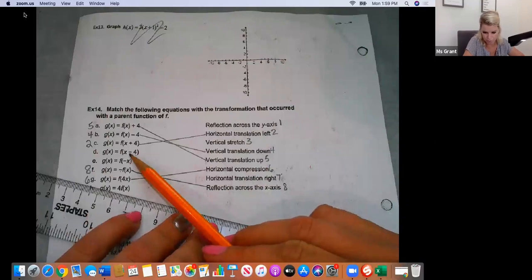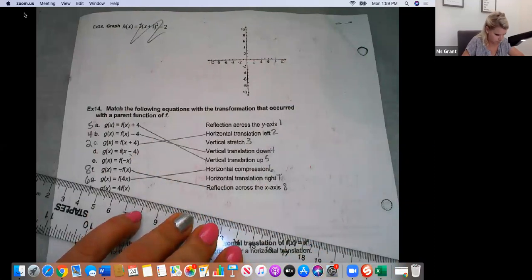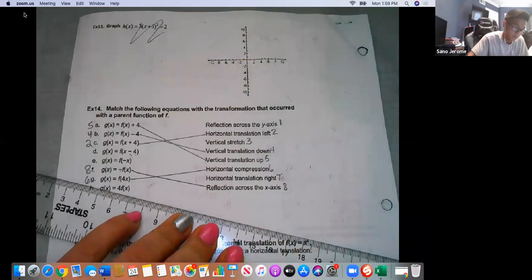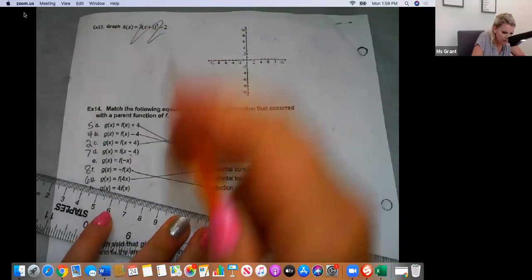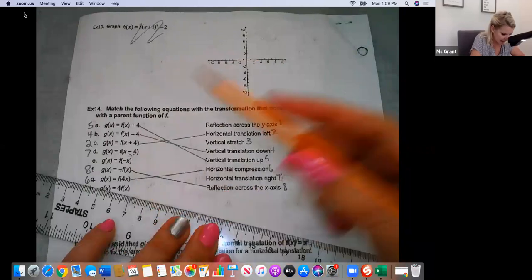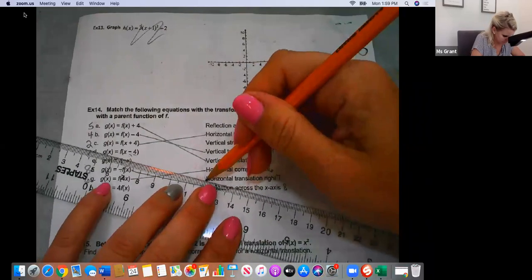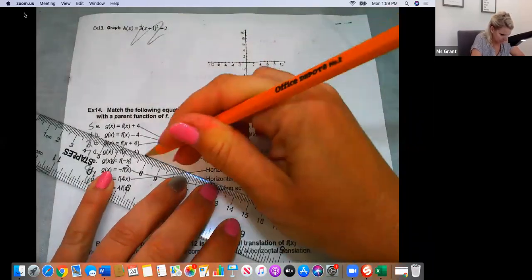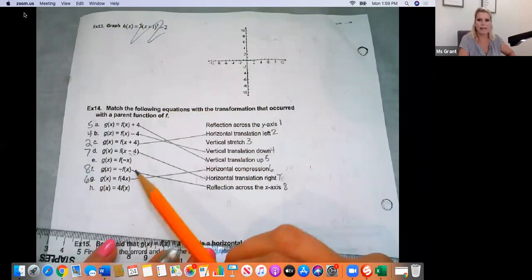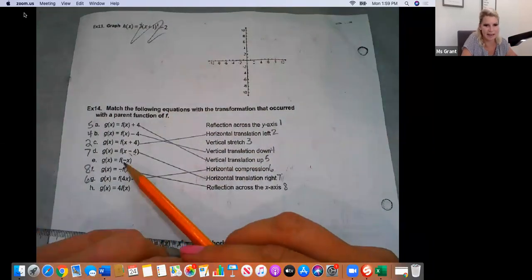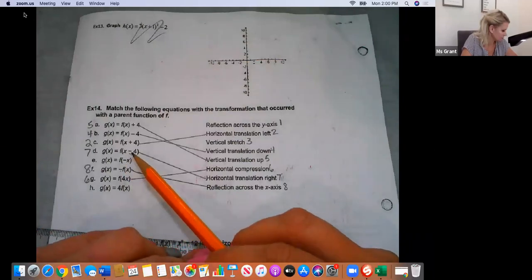Let me go to Jerome. D is 7. D is 7, because even though it's a minus 4, it's the opposite sign. Okay, and then E is hard because it's got a negative X inside, but it does do something.